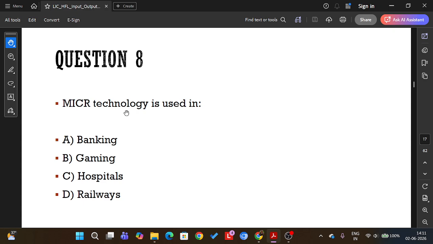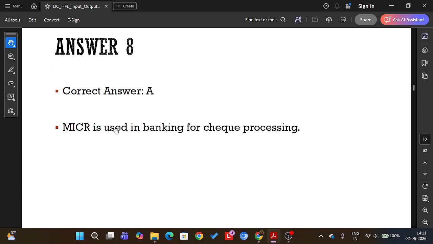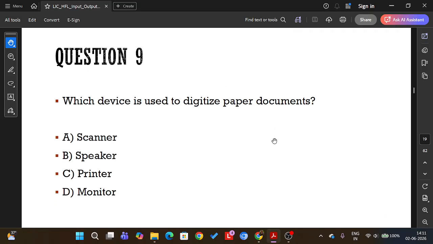Question 8. MICR technology is used in banking, gaming, hospitals, or railways? Where is MICR used? MICR is used in the banking sector for cheque processing. So MICR is related to banking and it does cheque processing. It processes the cheques.